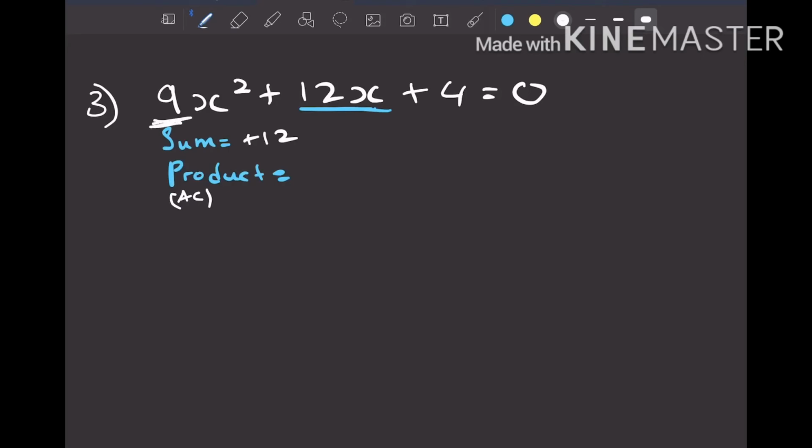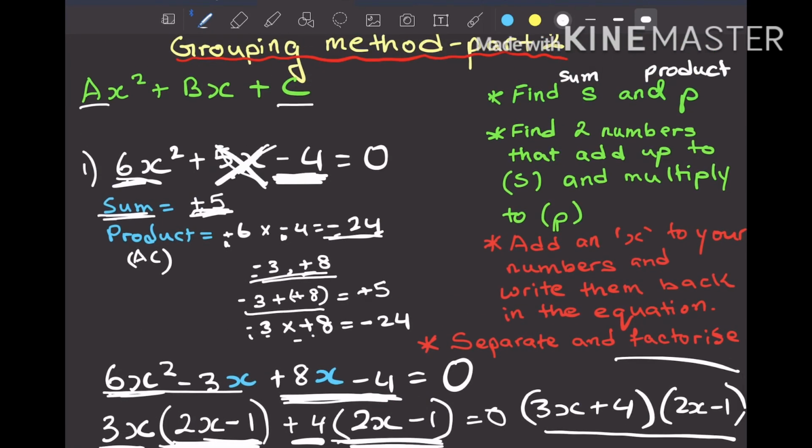So plus 12. And the product is always AC. So our a is a plus 9. And the c is a plus 4. Luckily both are plus. So we just have to multiply them. AC. So plus 9 times plus 4, which is plus 36, if I'm not wrong. So a plus 36 and a plus 12. So what two numbers, when you add them, you get a plus 12, and when you multiply them, you get a plus 36. That is what our second step says here.